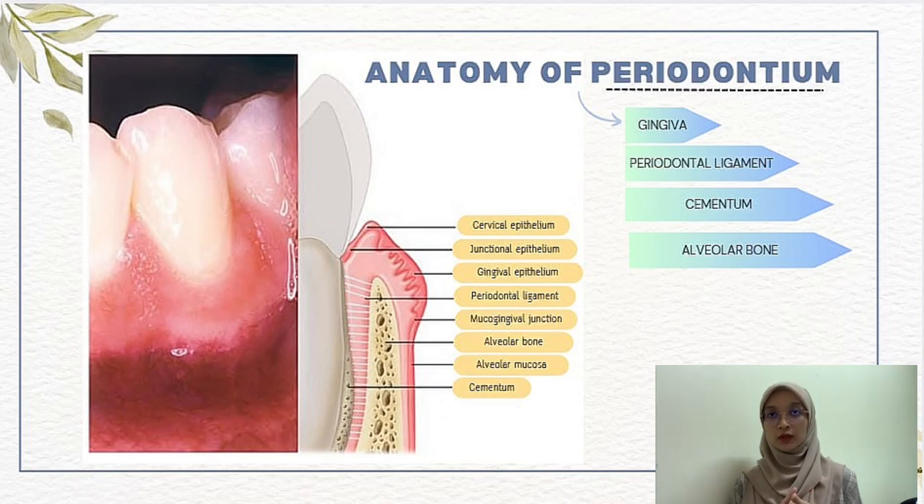First of all, I would like to explain a little bit about the anatomy of periodontal tissue, which is the structures that directly support our teeth in the mouth, which includes the gingiva, the periodontal ligament, the cementum, and also the alveolar bone. The first is the gingiva, or we call it the gum. The gingiva forms a connection with the tooth and protects the underlying tissue of the tooth attachment.